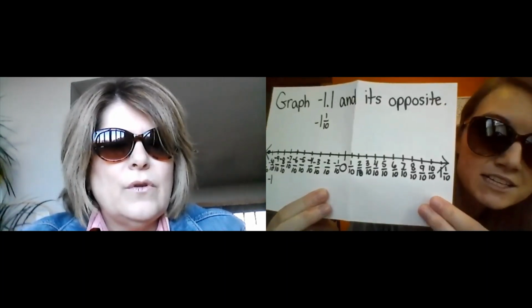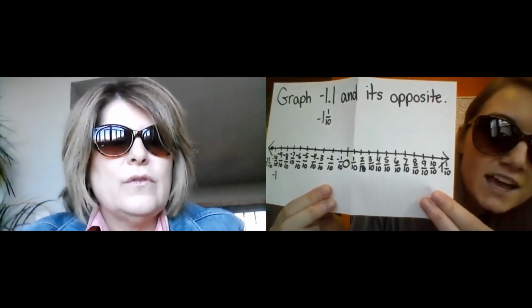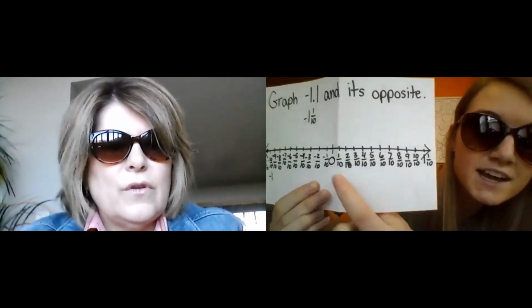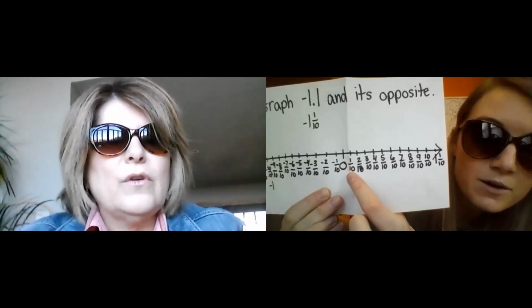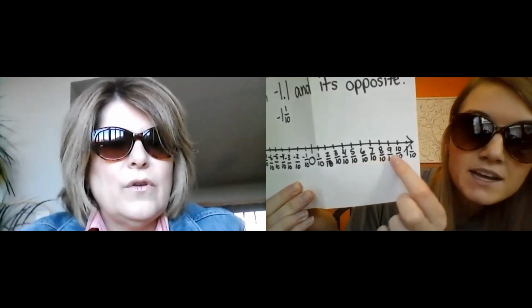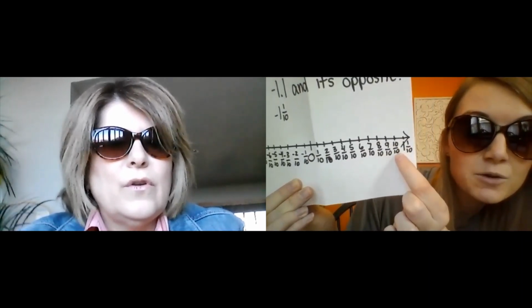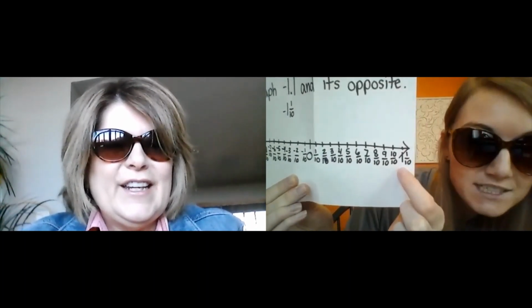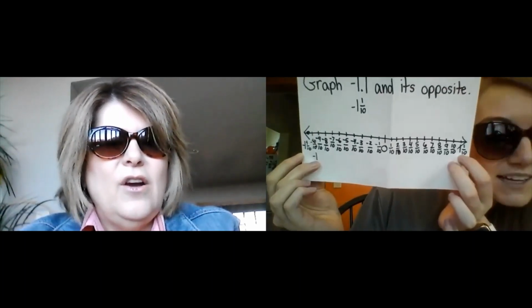So now I've got the positive side of my graph. And I did the exact same thing. I started at 0 and I've got 1, 2, all the way up. And here's my 10 tenths again, which is just like what, Mrs. K? 1. Okay, so there's my 1. And then my next is 1 1/10, 1 2/10. It goes on and on. So the opposite of a negative 1 1/10 is positive 1 1/10.